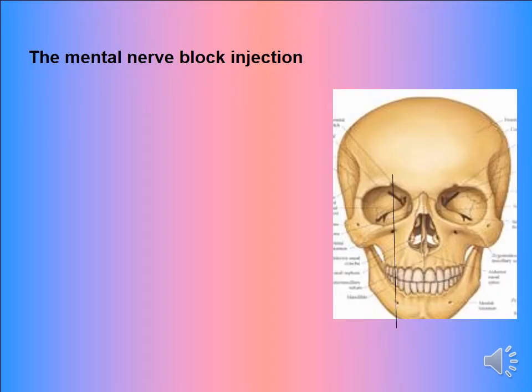The other technique is block injection for the mental nerve. We need a small amount of anatomy of the mental foramen, which is located within the body of the mandible between the alveolar process and the lower border. This foramen lies between the apices of the first and second premolar, and the nerve that emerges from it, the mental nerve, supplies the labial gingiva and the labial mucosa.